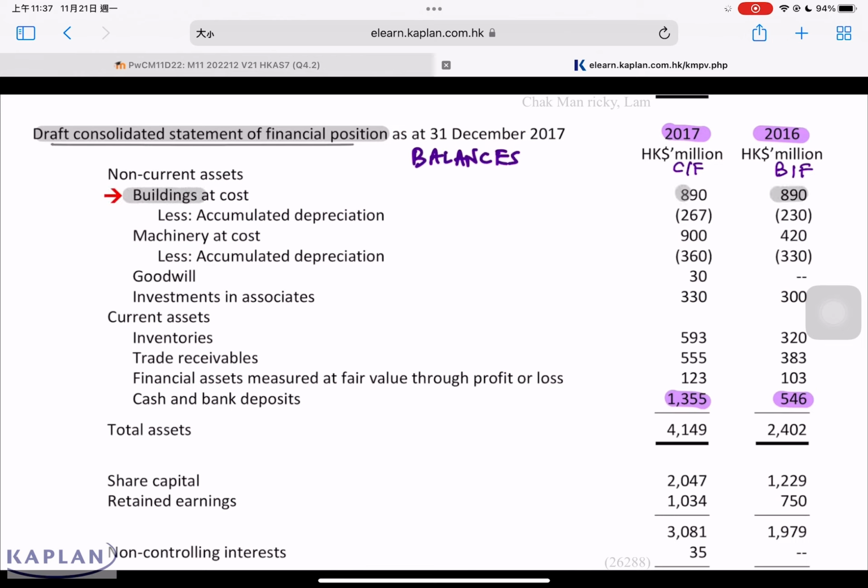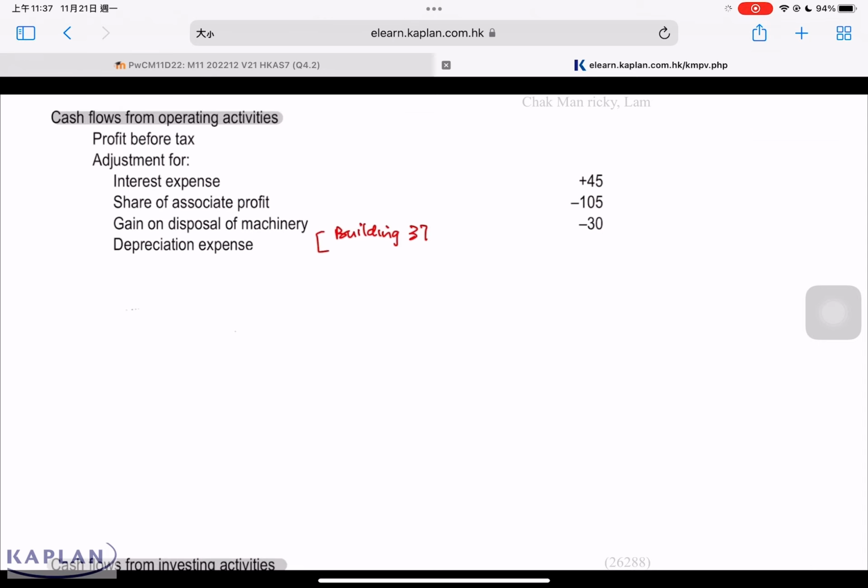For the building, there's no movement, there's no disposable or acquisition of building, and the accumulated depreciation increased by 37. This increase of 37 is considered as depreciation for the year. Building 37. Next, we'll look at machinery. Machinery, I think we have to show a working separately.